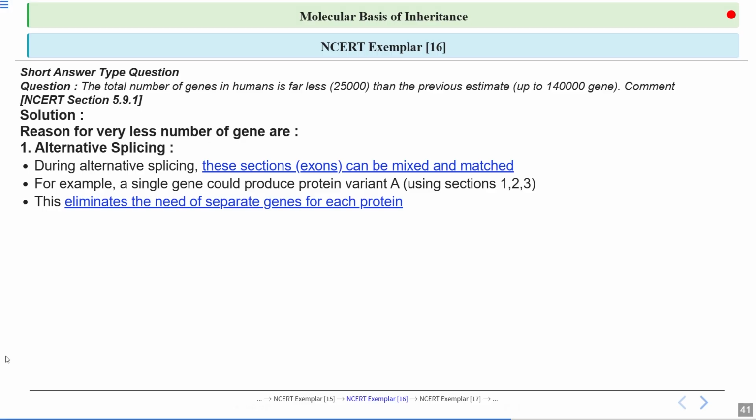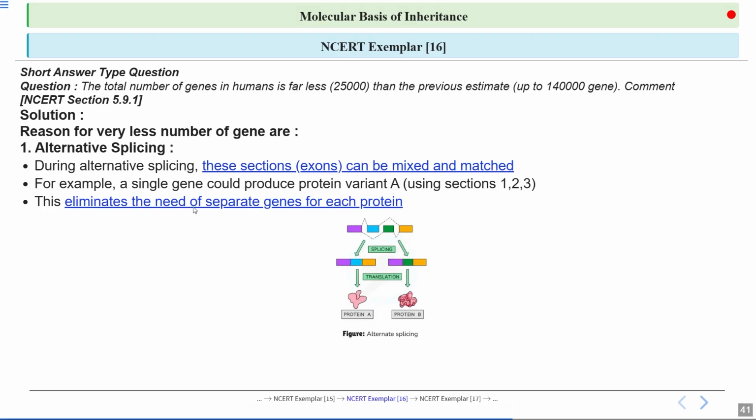Clear? So this eliminates the need for separate genes for each protein. We do not require separate genes for each protein. Because of this alternate splicing, different combinations of the exons are being produced and different proteins are being produced by the same gene.